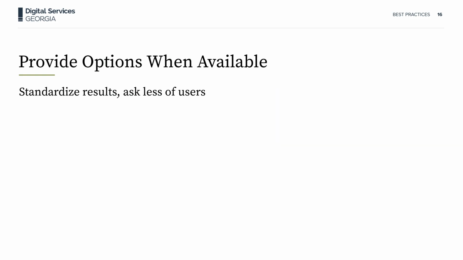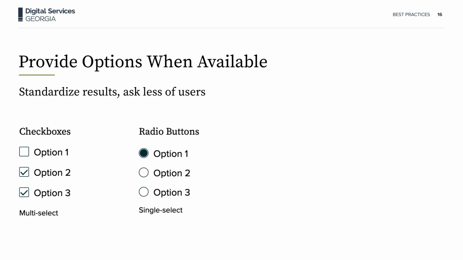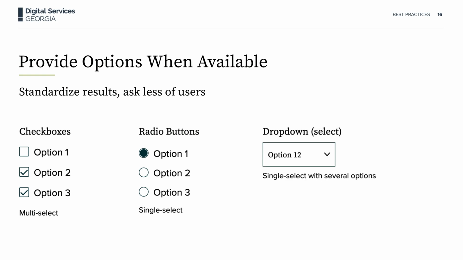Make sure that you provide options when available. This is going to help you standardize your results, and it's also going to make it easier for users to fill out the form. So for example, checkboxes. Checkboxes are great for when they might need to select more than one option. Radio buttons are a great option for when it should be a single selection. And you can use a drop-down if you need a single selection from the user, but maybe there are several options to choose from.